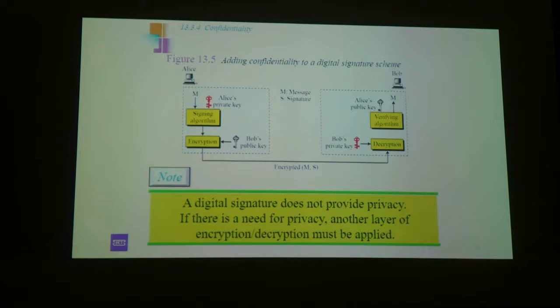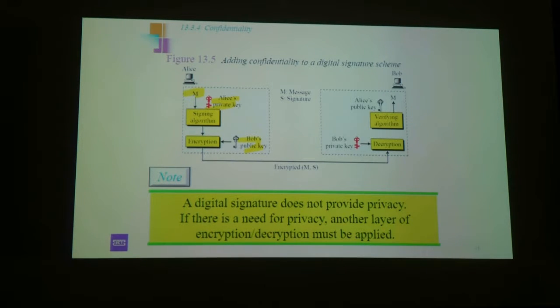We have to have encryption for confidentiality. So that's what we do exactly. We have the message. We sign it with Alice's private key, but we also do encryption using Bob's public key. So we do the signature with the sender's private key, and we do encryption with the recipient's public key. This way, we guarantee the four services, including confidentiality.